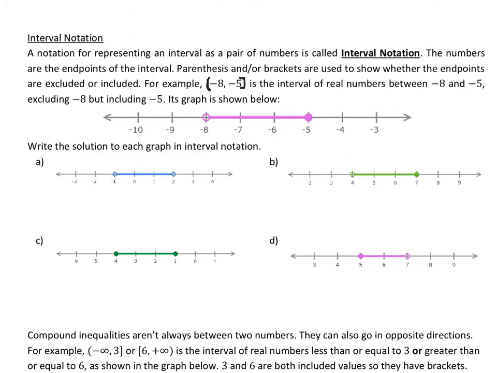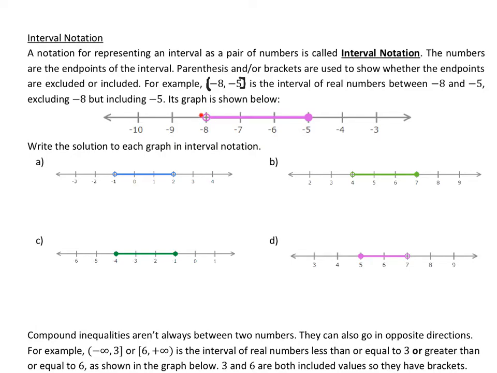Interval notation. A notation for representing an interval as a pair of numbers is called interval notation. The numbers are the endpoints of the interval. Parentheses and/or brackets are used to show whether the endpoints are excluded or included. For example, -8 and -5. We've got a parenthesis and a bracket. It's the interval of real numbers between -8 and -5, excluding -8 because of that parenthesis, and including -5 because of the bracket. And the graph is shown below.